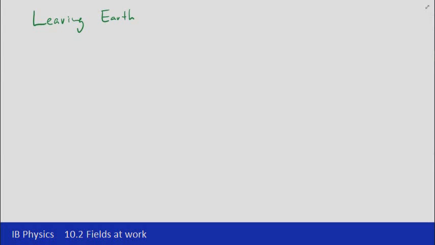For subtopic 10.2, Fields at Work, when we were talking about charges, we were looking at fairly small scenarios, so charges between plates or small charges in the fields around them. In this scenario, when we're looking at gravitational fields, we need to look at much larger scales. So you can see here the title of Leaving Earth. We're basically looking at planetary scales for looking at how we can put gravitational fields to work, or the work that we need to do in dealing with gravitational fields.